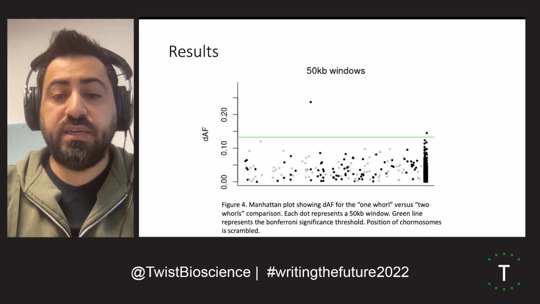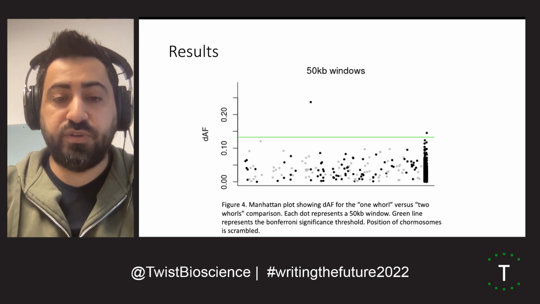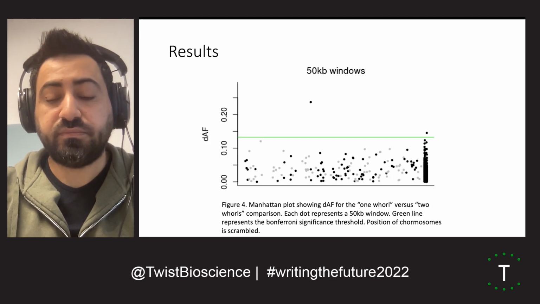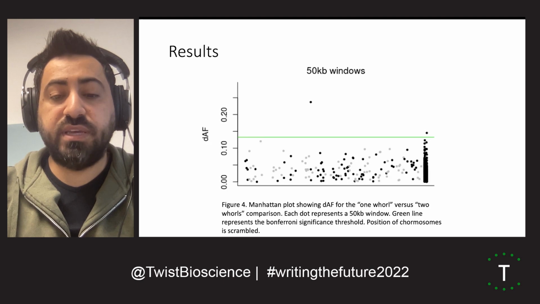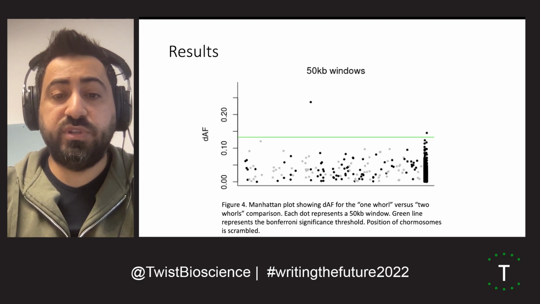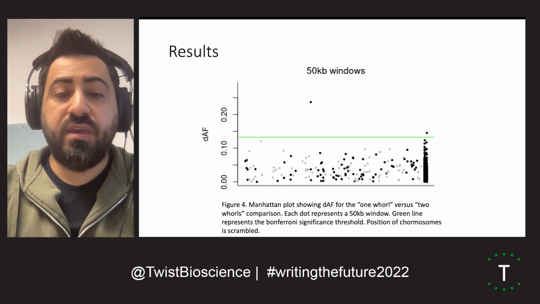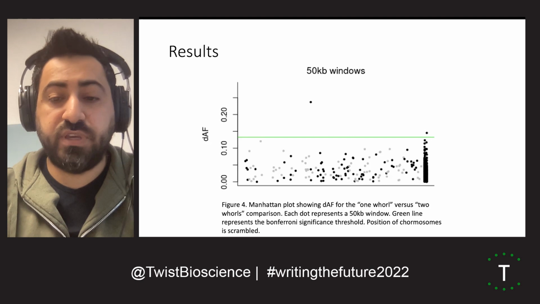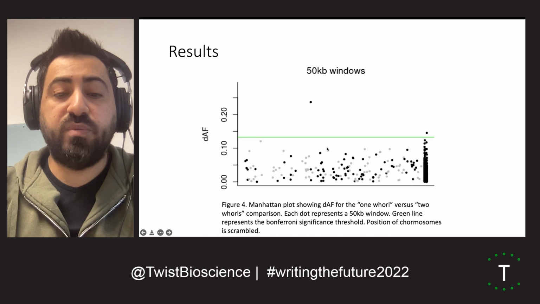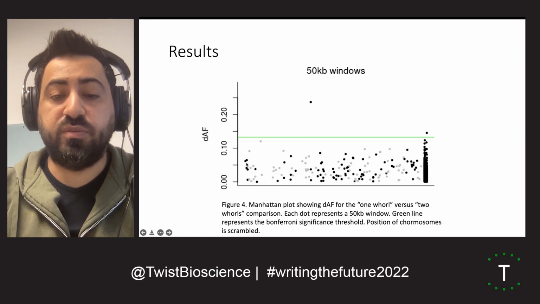I show this as an example of the results. We have more of these Manhattan plots, but I will only show this one as an example. And here I show the delta allele frequency, where we compared horses that have one hair whorl versus two hair whorls, and we did this analysis in windows of 50 kb size. The position of the chromosomes here is changed, except for the chromosome unknown that you can see is here to the right, but the rest of the chromosomes are shuffled, so this is not chromosome 1.